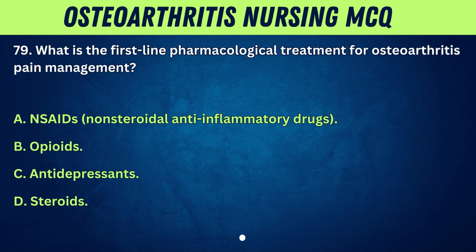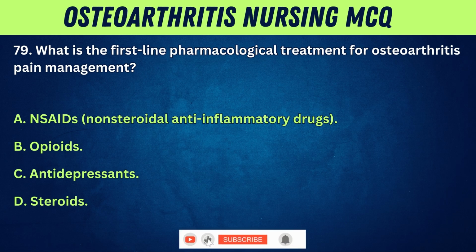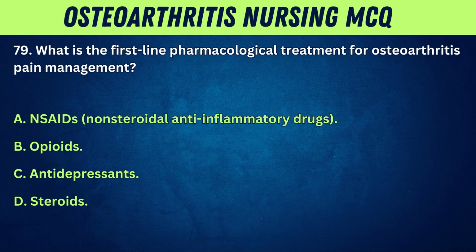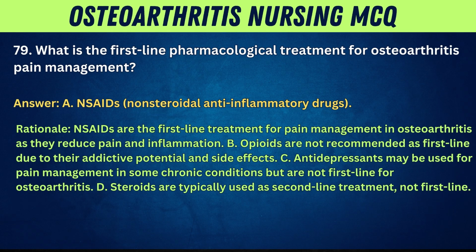79. What is the first-line pharmacological treatment for osteoarthritis pain management? A. NSAIDs, non-steroidal anti-inflammatory drugs. B. Opioids. C. Antidepressants. D. Steroids. Answer: A. NSAIDs, non-steroidal anti-inflammatory drugs.